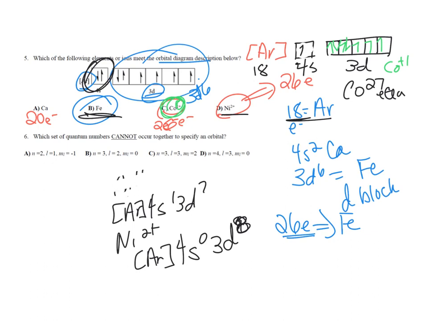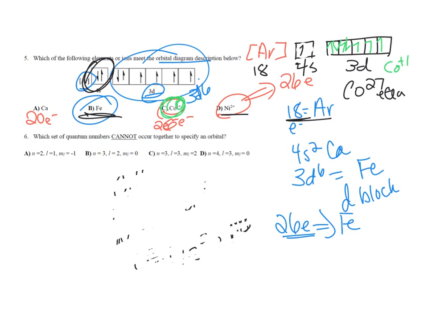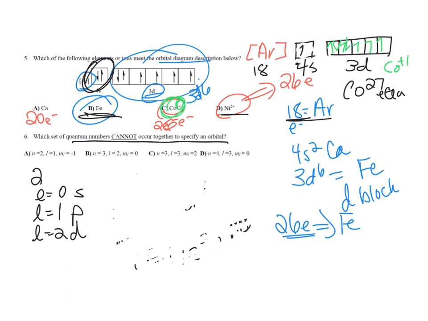All right, and so the next thing we're going to look at, I'm just going to give myself some working space here, folks, is quantum numbers. So we've talked about quantum numbers. Which set of quantum numbers cannot occur together? So can you have a 2 if L equals 1? L equals 0 is S. L equals 1 is P. L equals 2 is D. L equals 3 is F. Can you have a 2, 1? So can you have a 2p orbital?